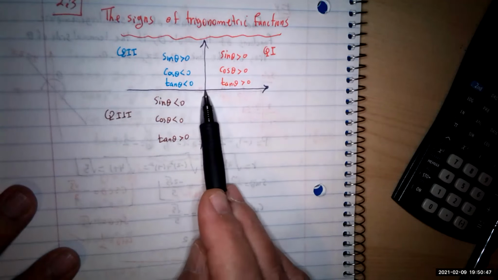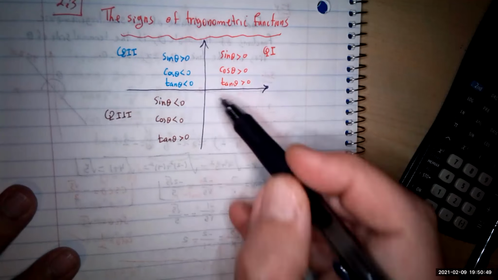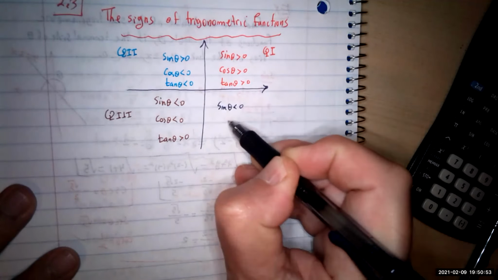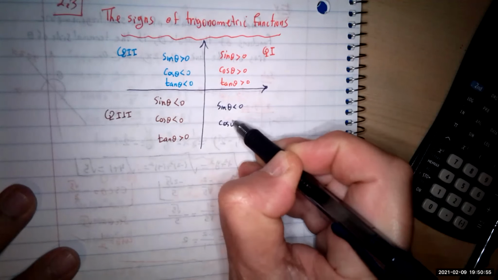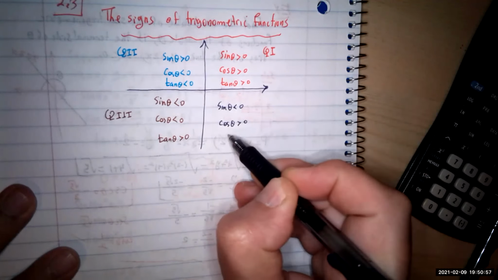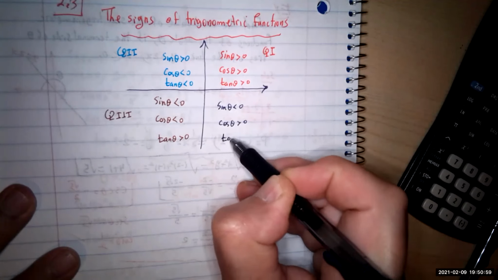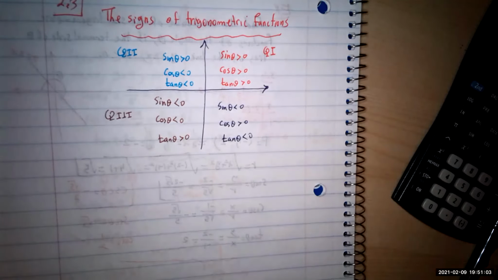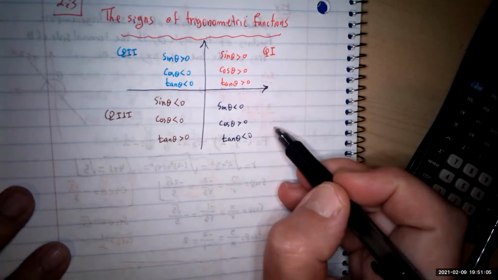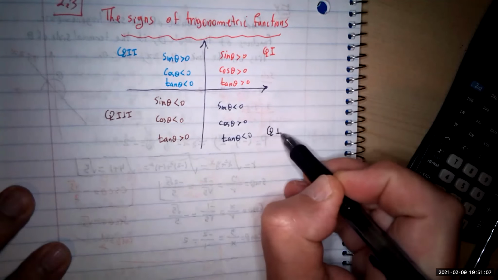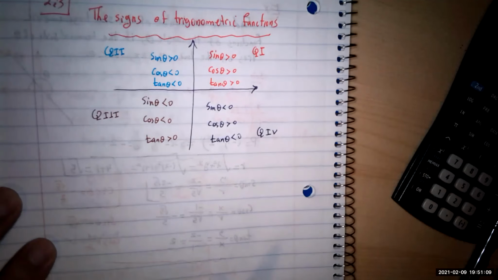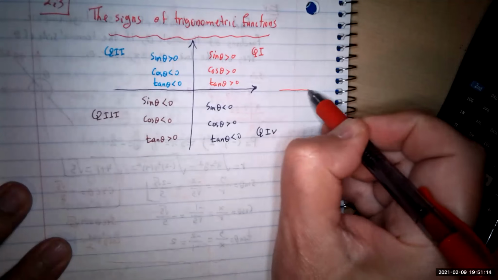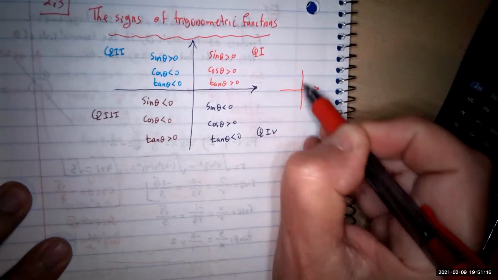The last one, you see the x is positive, y is negative, so the sine is going to be negative. The cosine is positive, and the tangent, you multiply them together, that gives you negative. Okay, and this is going to be in the fourth quadrant. That's it. Basically, easy to remember.